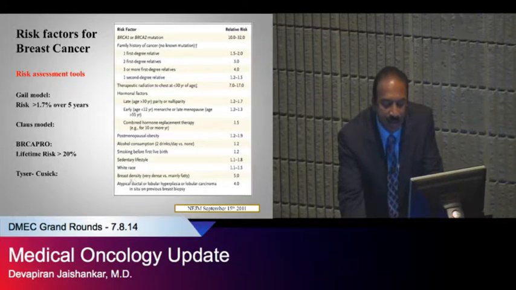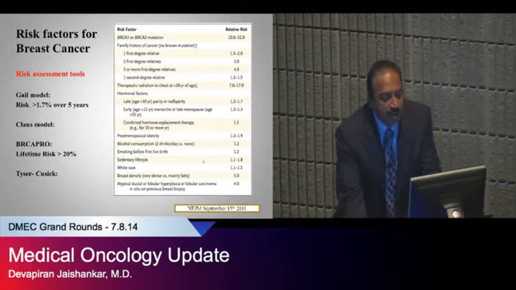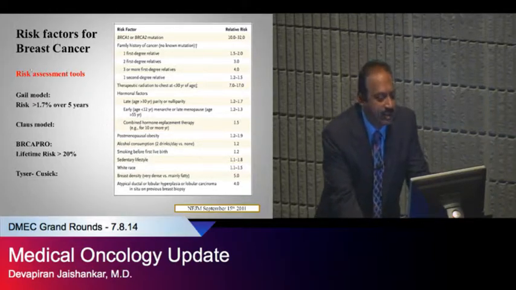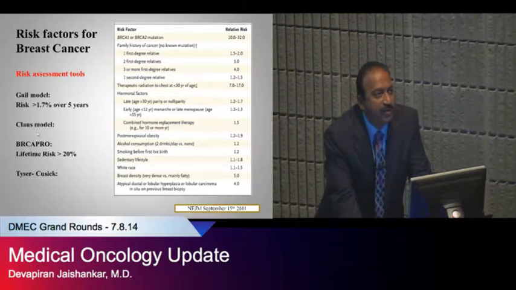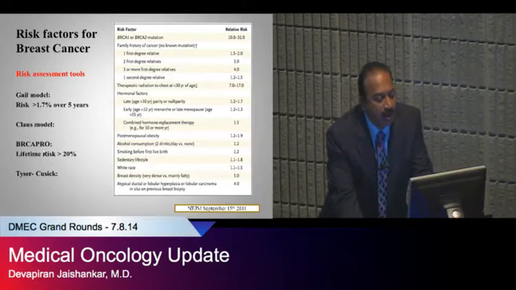Breast density has a relative risk of 5, and atypical ductal or lobular hyperplasia has a relative risk of 4. So this is very important to keep in mind, and more about this in a minute. So here are some risk assessment tools. You can go online. These are some wonderful tools. The Gail model out there, you just have to plug in some numbers and it'll give you a risk ratio. The Claus model, BRCA Pro, which is very user-friendly software out there online, and the Tyrer-Cuzick model.